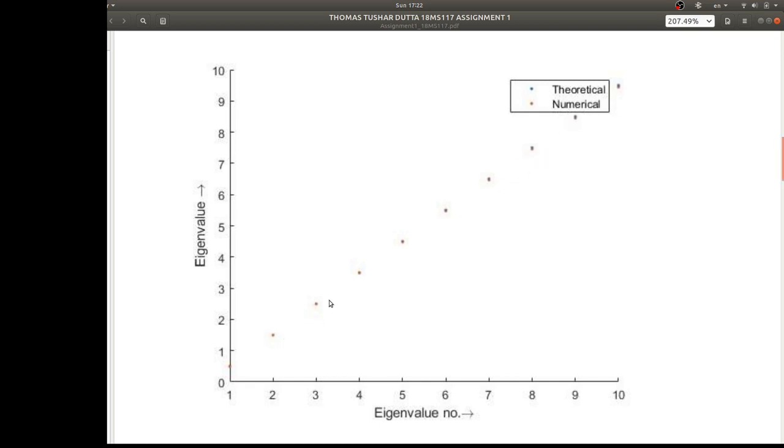The points are so close together that you cannot really make out the difference. Only towards the end you can see that it is a bit longish in this direction, which means a slight difference is there, but over the first 10 eigenvalues you cannot make out the difference. So this method of calculating the eigenvalues is reasonably accurate.